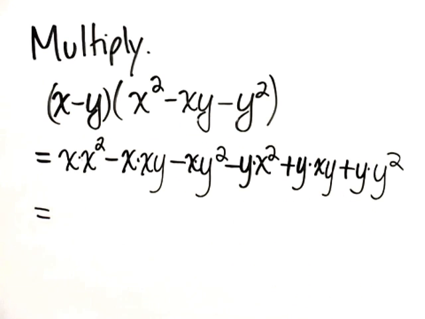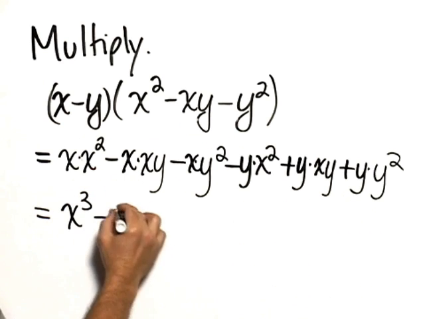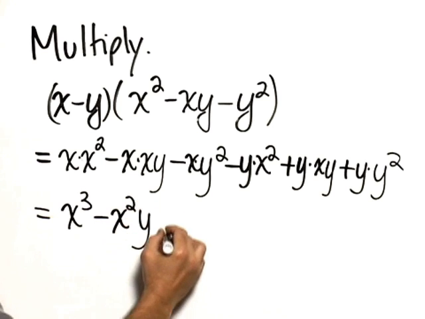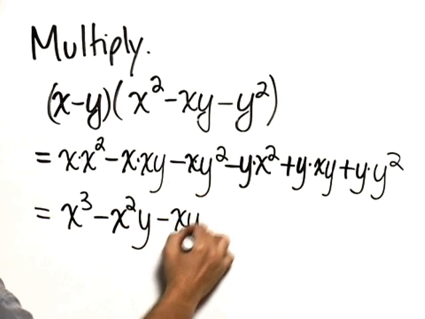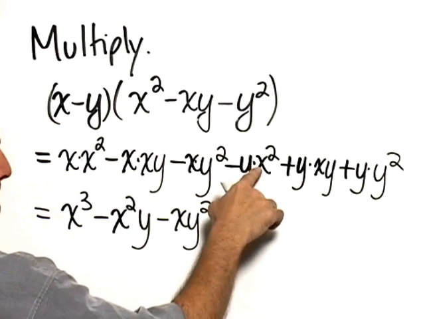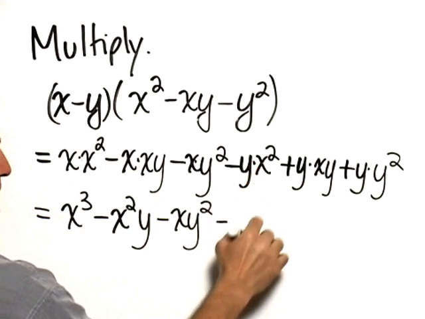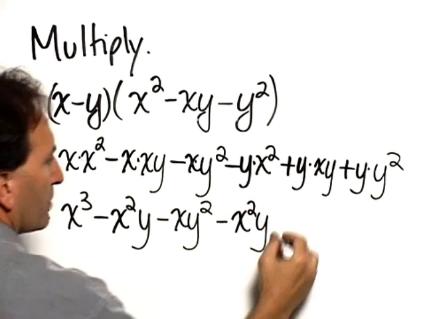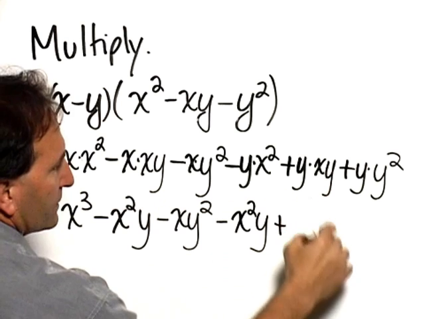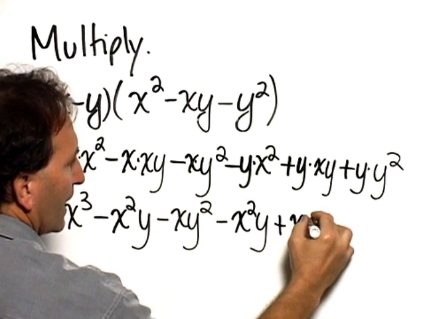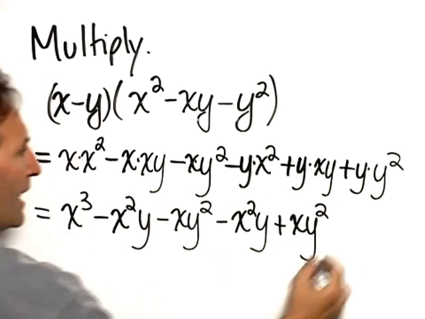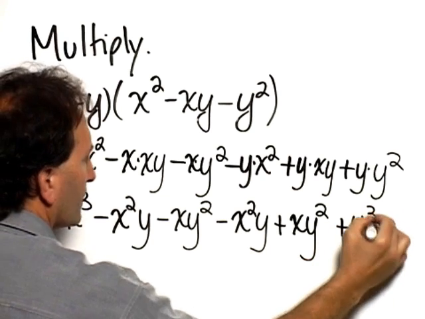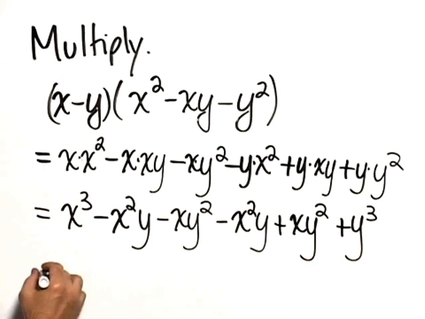Let's simplify. X times x squared is x cubed. Here we have minus x squared y minus xy squared minus, and let's rearrange this to put the x first, x squared y, plus, here we'd have y times y is y squared, so it's xy squared, and then finally y cubed.